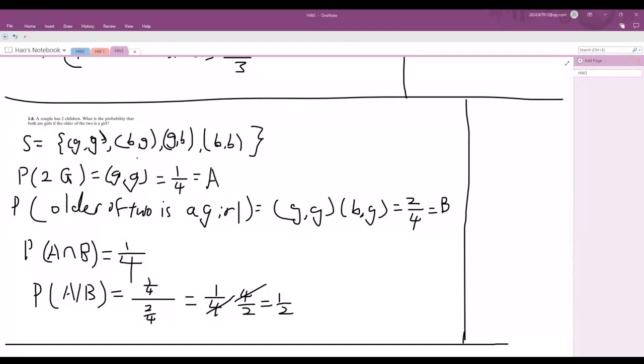Okay, I like your notation. When you name probability of 2 girls A, that's an event A. The older of 2 is a girl, you name B. You find the probability of the intersection of those 2. Then conditional probability is probability of A and B divided by probability of B, the probability the older one is a girl. I see. So it's half. It's 50%, huh?